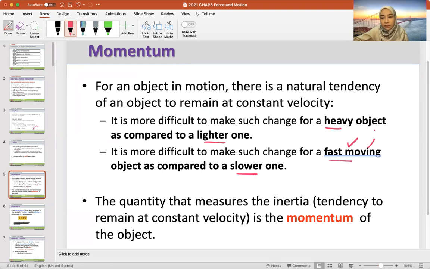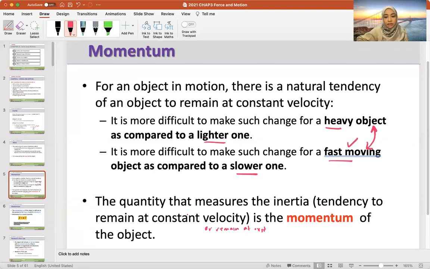So fast moving ni kita boleh pair dengan heavy. So susah untuk kita gerakkan benda yang heavy. Sama macam susah nak stopkan benda yang laju. Okay, so heavy and fast is difficult. Light and slow is easier to change the direction or change its motion. So the quantity that measures the inertia, the tendency to remain at constant velocity or remain at rest, is the momentum of the object.